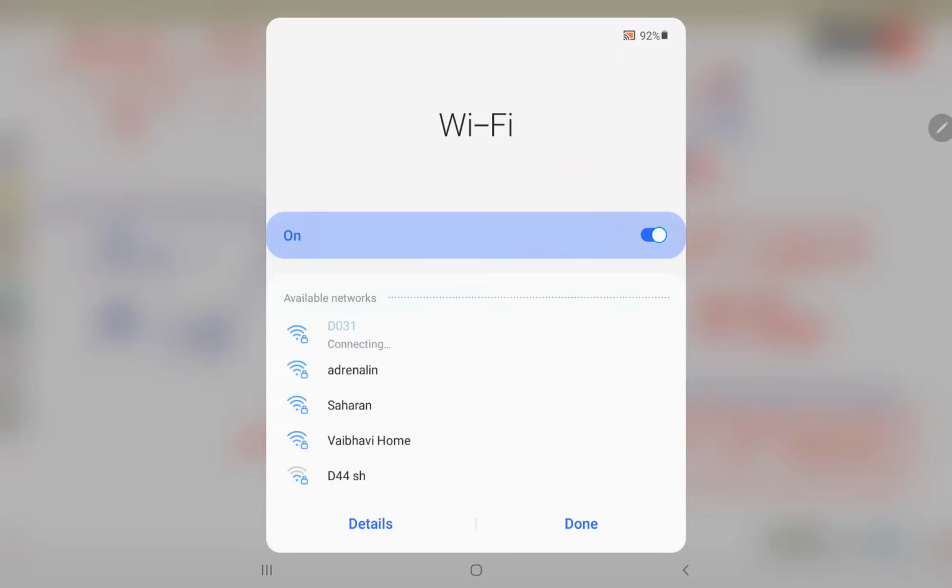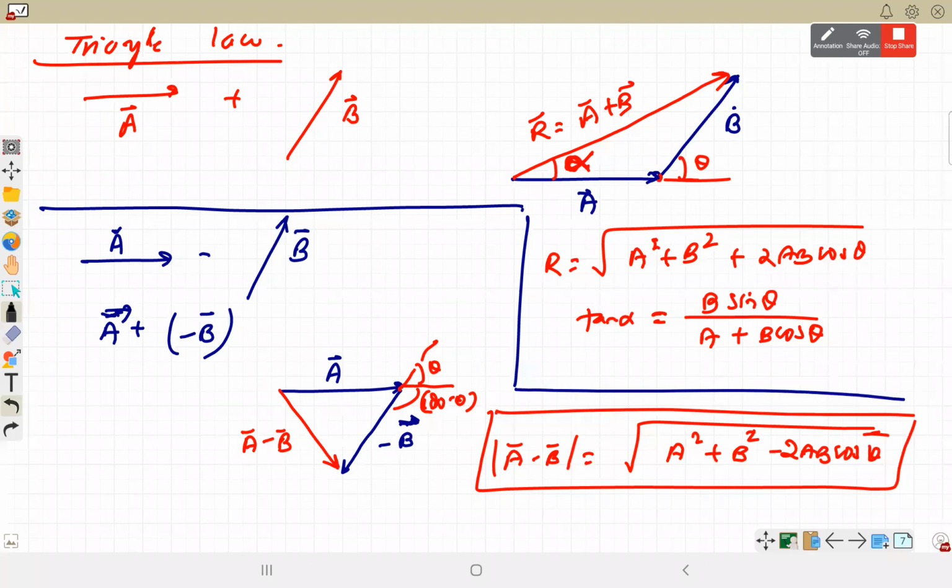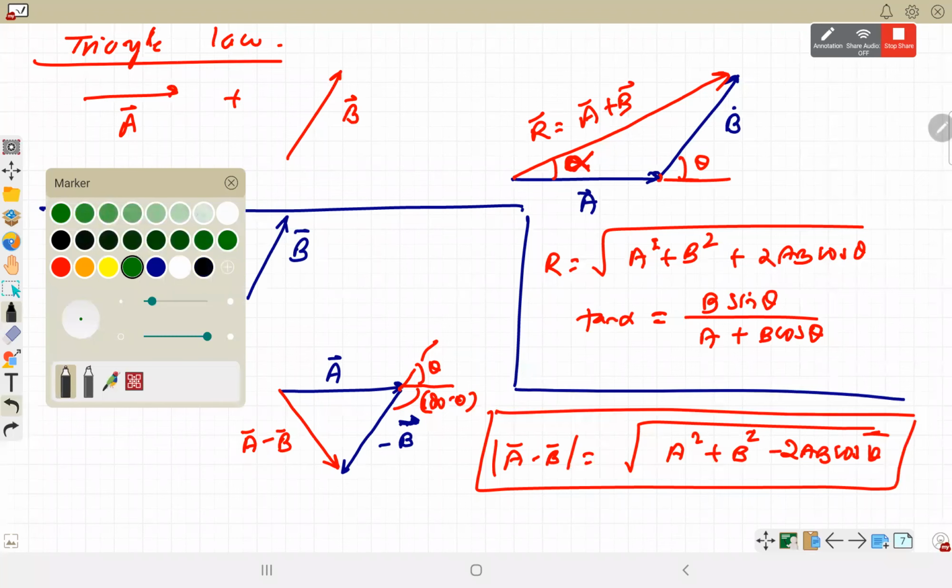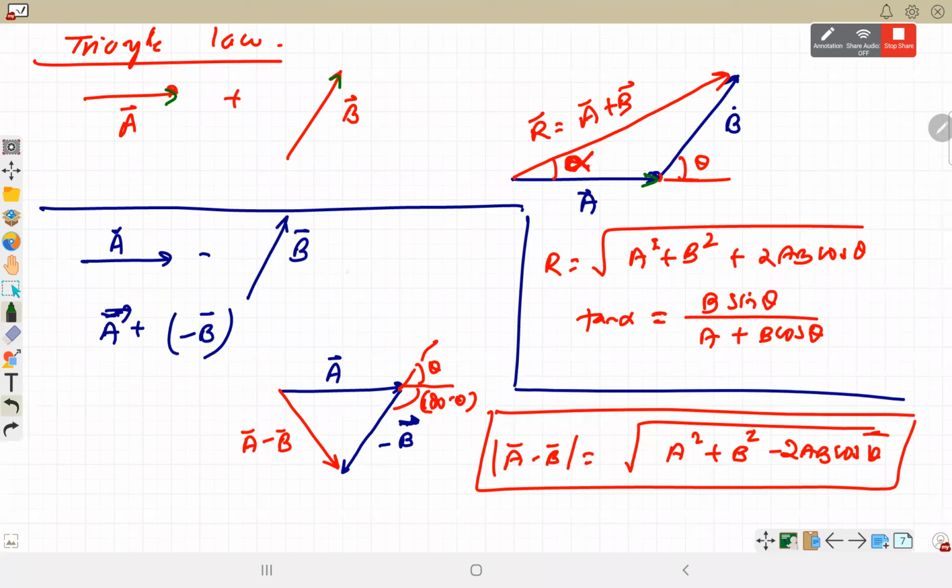Yes, sir. Triangle law, vector addition, vector subtraction. When we have to add the two vectors, we draw the first vector A as it is, the second vector as it is, join the tail of B to the head of A, and then we join the tail of A to the head of B. That is the summation. For subtraction, we add vector A with the negative of vector B. A as it is, B is taken in the opposite direction, minus B, and then it is subtracted. A minus B means now the angle between vector A and minus B is 180 minus theta. Cos 180 minus theta is minus cos theta, so we will get root of A square plus B square minus 2AB cos theta as the magnitude of A minus B using the triangle law.